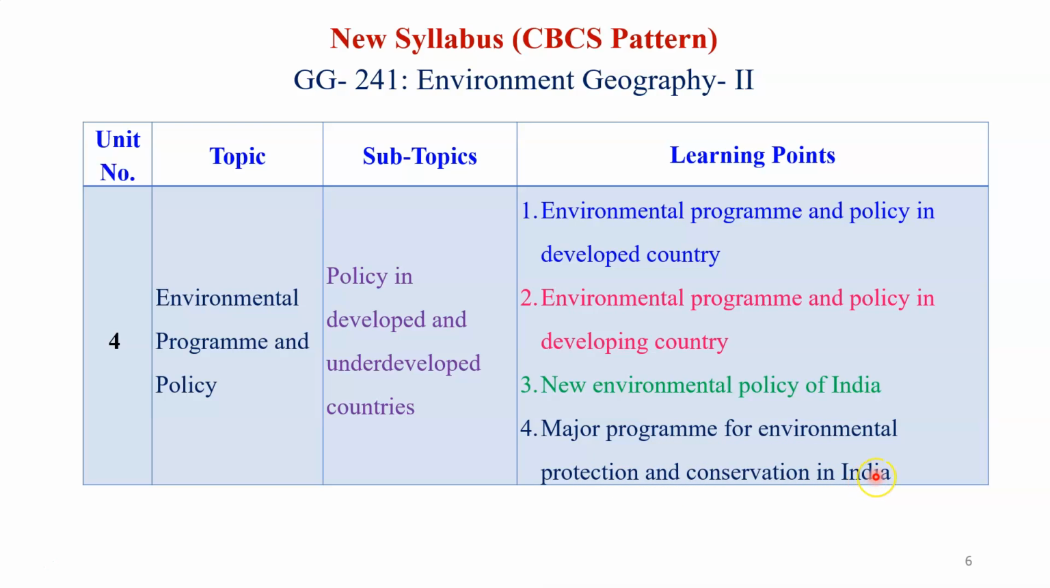Dear student, it is not possible for us to cover each and every program, but as an example, we are going to discuss two important programs related to environmental protection and conservation in India. One of them is the Tiger Conservation Program of 1973, and the second is the 33 crore tree plantation program of the Maharashtra government, which was implemented in Maharashtra. So we are going to discuss that in detail. Dear student, this was about today's lecture.